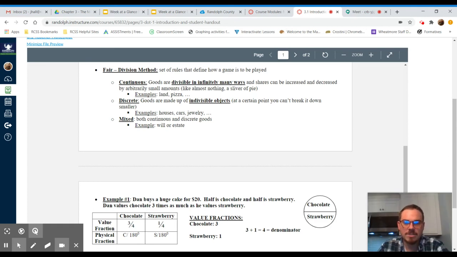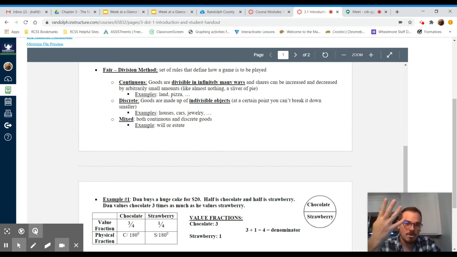Mixed, both continuous and discrete goods, things that can be divisible and things that can't. Think about your will or your parents' or your grandparents' will. A will is something that can be distributed. My sons and daughters, they have so much of what I've decided to deem to them. Estate, if I own property or value in other things, all of my estate is divisible and indivisible at the same time. Okay. So there's our 3 fair division methods.